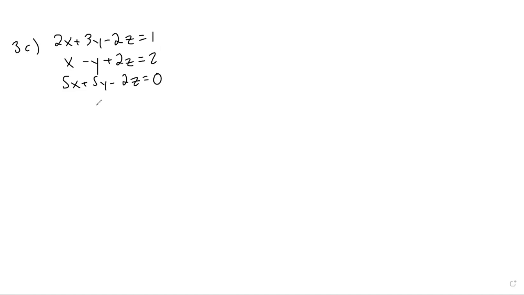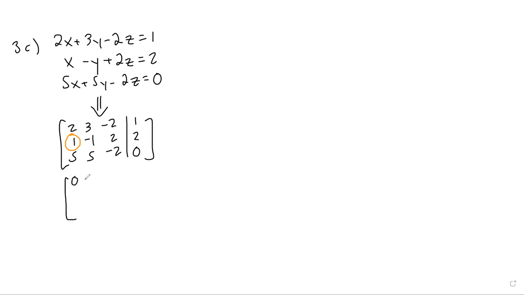As always, we're going to treat this like a run-of-the-mill system of equations, put it in a matrix and solve. So I have 2, 1, 5, 3, negative 1, 5, and negative 2, 2, negative 2, and 1, 2, 0. And just go ahead and do my row operations. I'm going to use this 1 here to get rid of the 2 and the 5. So I'll get 0. 3 minus 2 of negative 1 is 5. Negative 2 minus 4 is negative 6. And 1 minus 4 is negative 3.